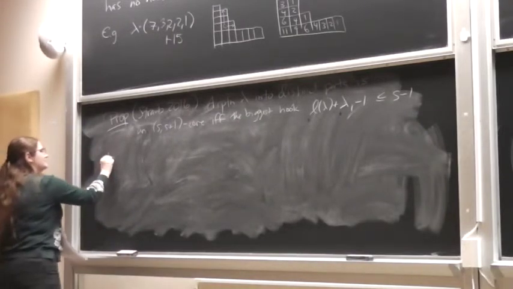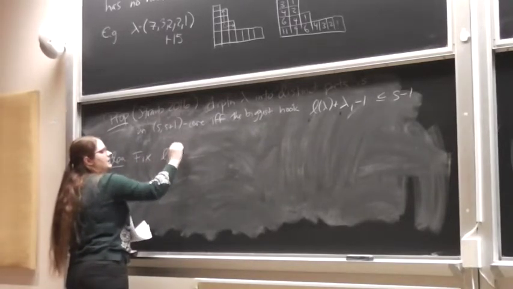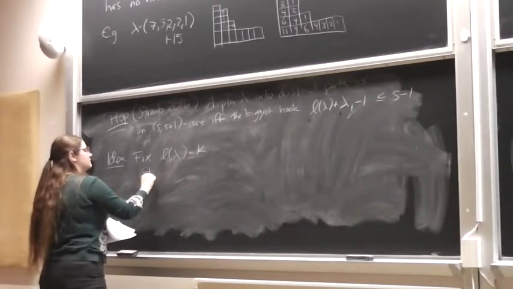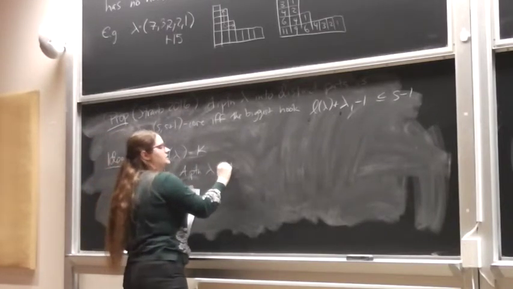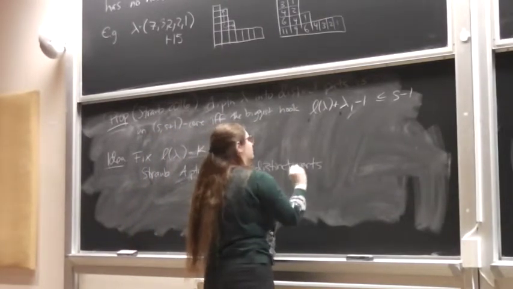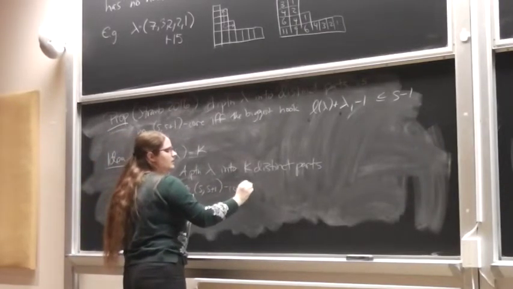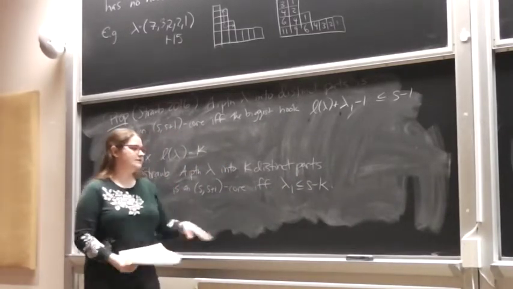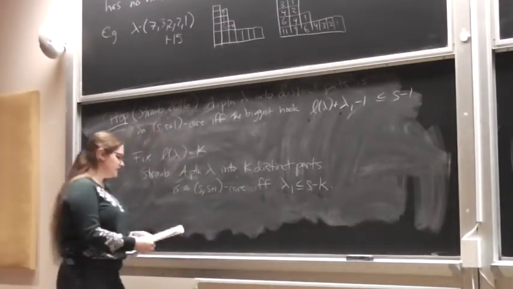Okay, idea. What happens if we fix the length of lambda to be something, k? Well, then the statement says a partition lambda into k distinct parts is an (s, s+1)-core if the largest part is less than or equal to s minus k. And since that's the largest part, I'm just saying all the parts are less than or equal to s minus k. So this gives us a really nice correspondence.